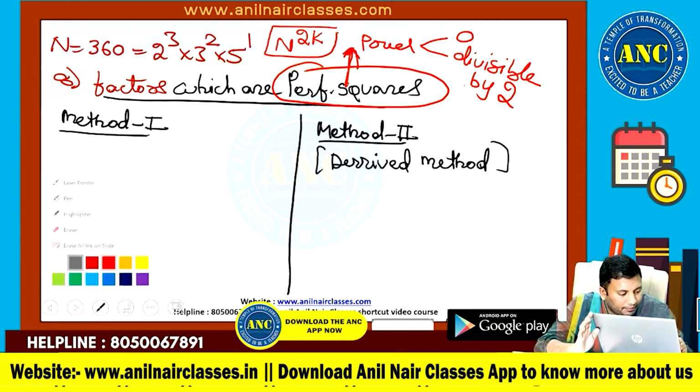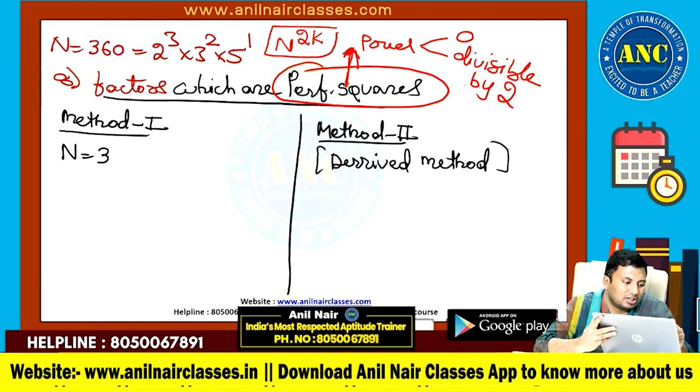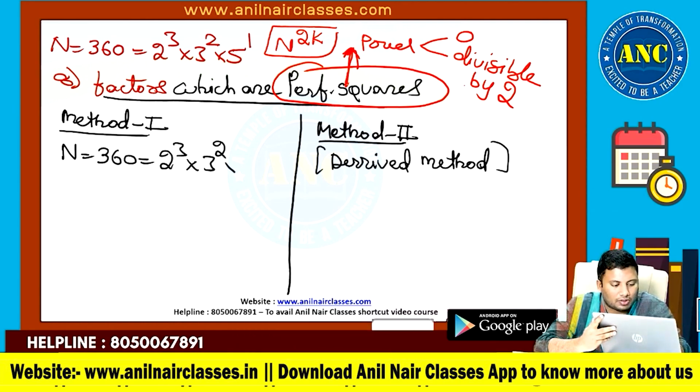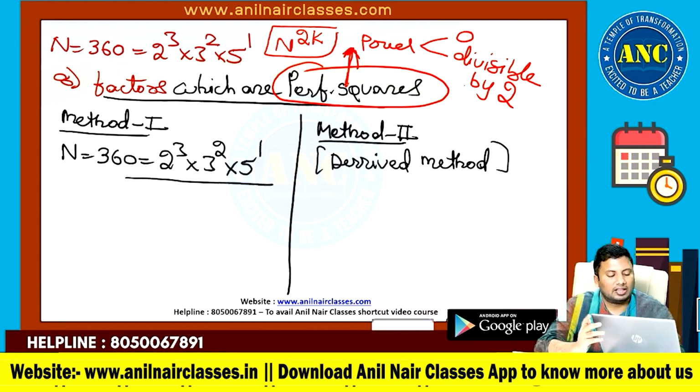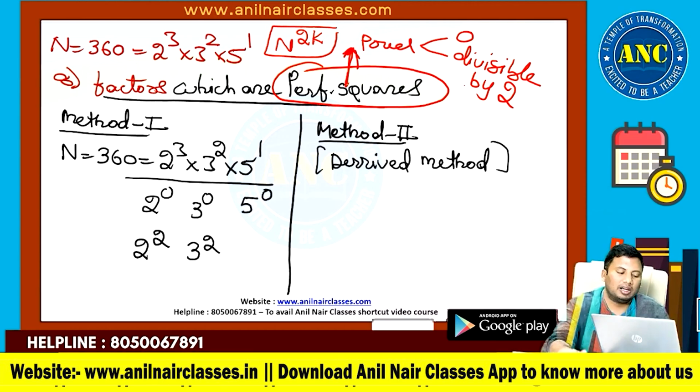Now method 1. Factors which are perfect squares. N is 360. 360 is 2 cube into 3 square into 5 power 1. For a number to be a perfect square, the power should be either 0 or divisible by 2. So 2 power 0, next is 2 power 2.